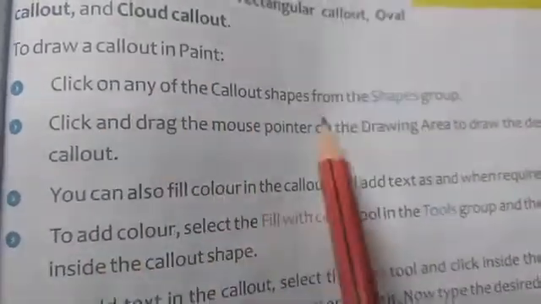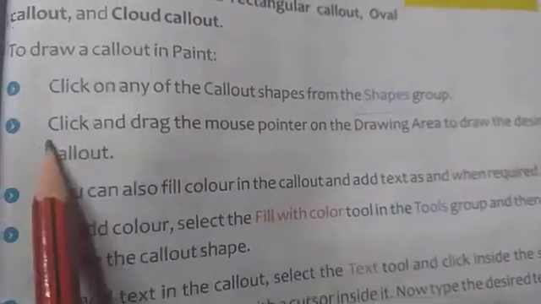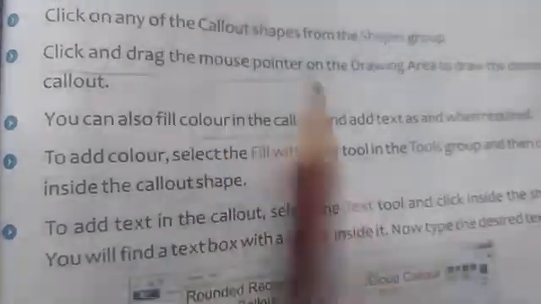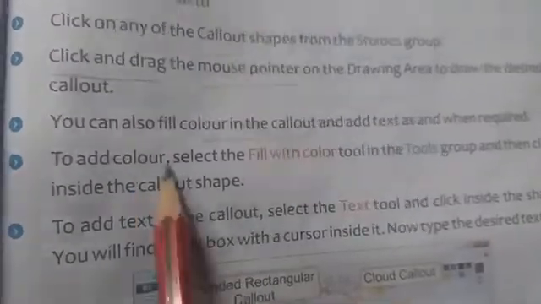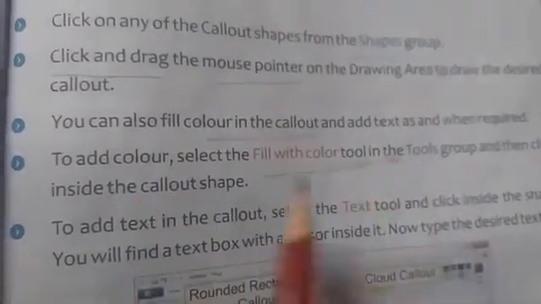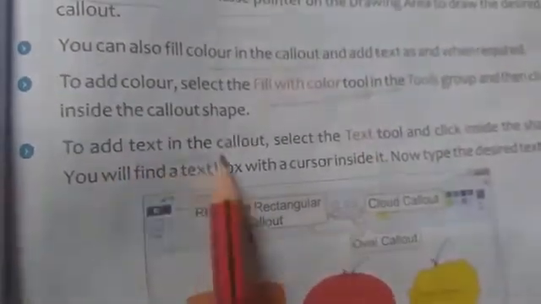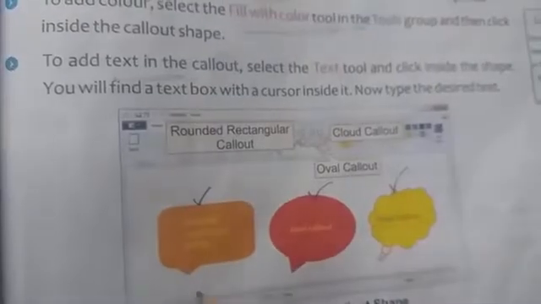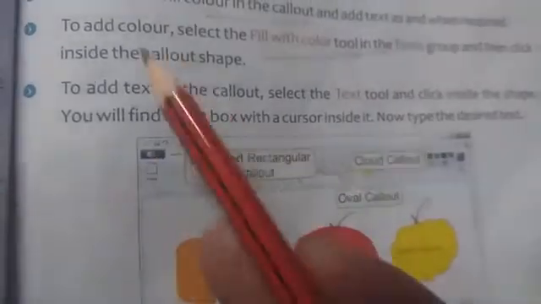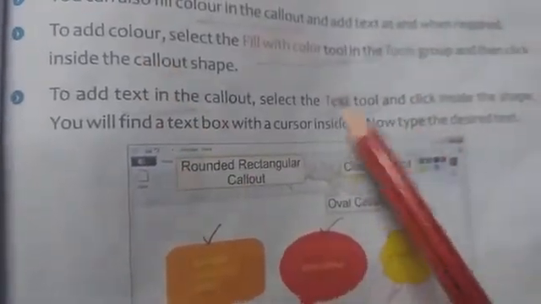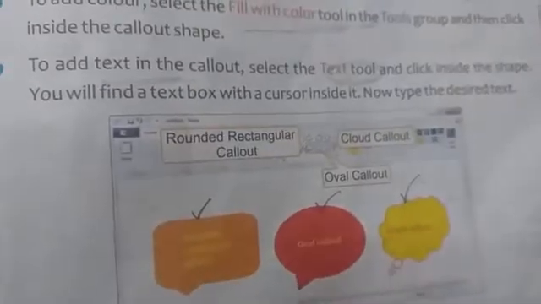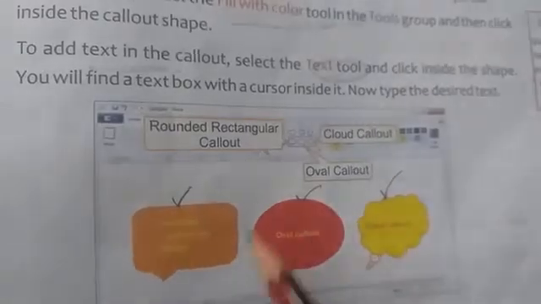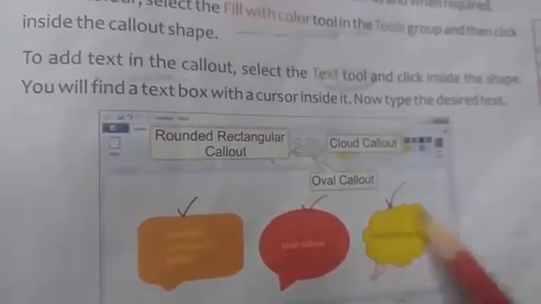Firstly, click on any of the callout shapes from the shape group. After that, click and drag the mouse pointer on the drawing area. Then we can fill color also within any shape, and to add the color we can use the fill with color tool. And to add text, if inside any particular callout we want to write something, then we can use the text tool to write text within the shape. Yes, so these three are the callout shapes. First one is rounded rectangular, this is oval callout, and third is cloud callout.